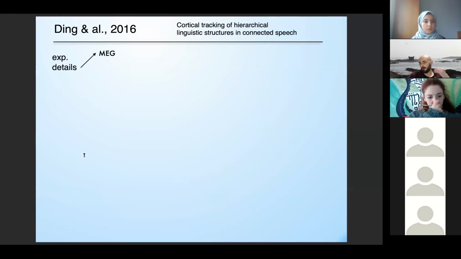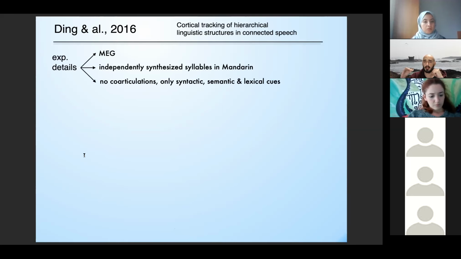Right, so an MEG experiment, of course, because you need a very, very high temporal resolution if you want to investigate these fine grain levels. And then they had some independently synthesized syllables in Mandarin, okay? No co-articulation, only syntactic, semantic, and lexical cues. Co-articulation is the phenomenon when you merge the sound of one syllable into the sound of the other. Whereas they decided to present syllable by syllable, to make sure that you would have this information in the speech stream. And they were presented at 4 Hz, so 4 syllables per second.